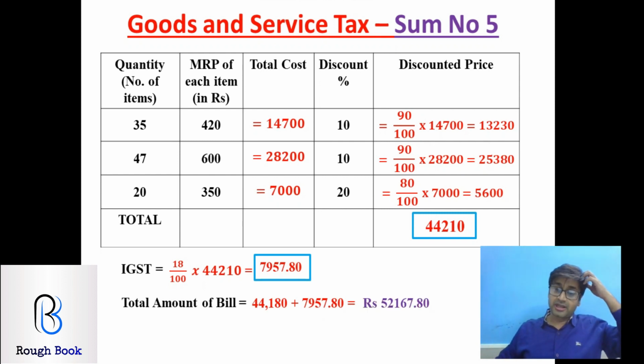52,167.80. Did you manage to get the same? So all in all, till now, if you notice, there are only two types of questions. One interstate, second intrastate. Interstate means IGST. Intrastate means CGST, SGST.